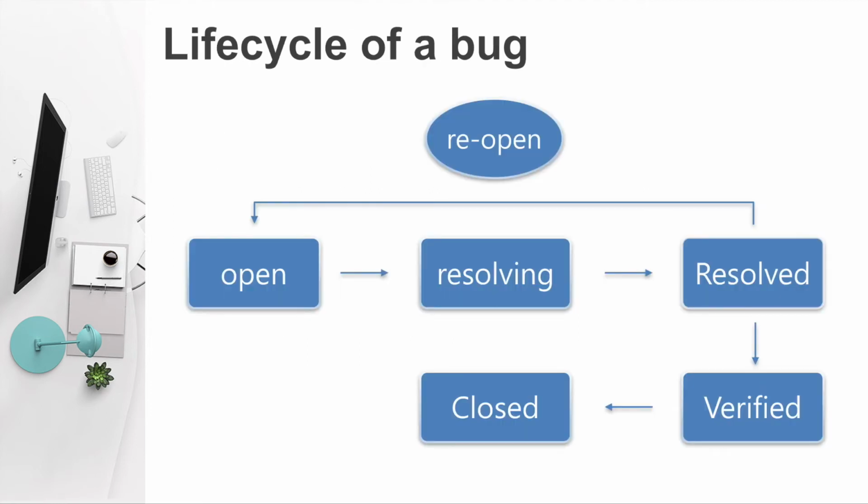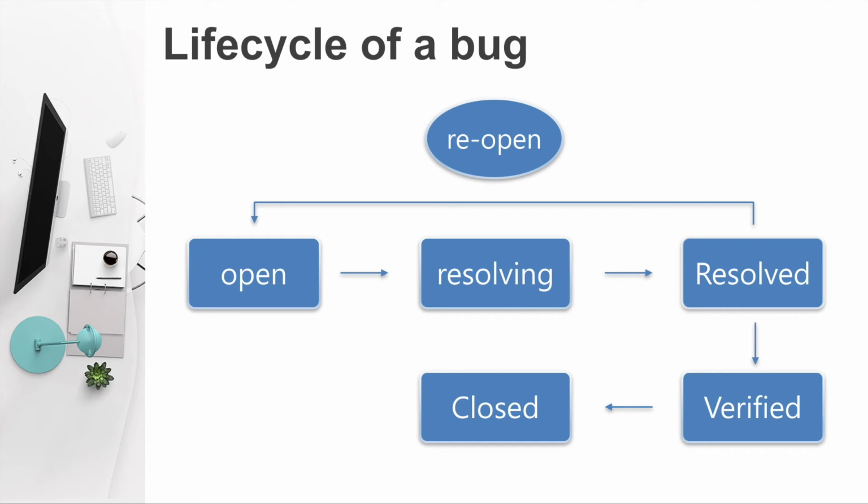Here is a typical life cycle of a bug. When a bug is found and a ticket is filed, the status of this bug is open. It will be assigned to a developer to resolve.